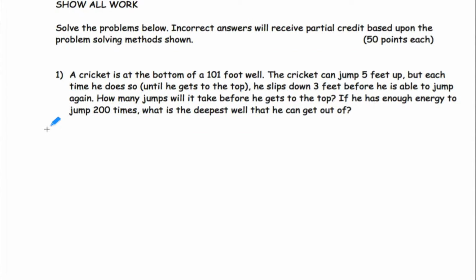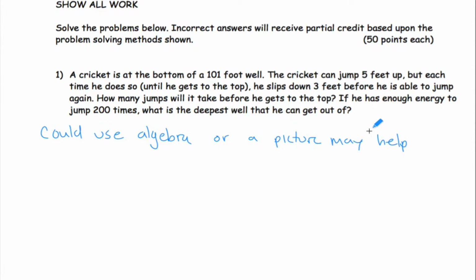Lots of different strategies. You could use algebra. Maybe let x represent the number of times he has jumped, and then the height as a function of x. Maybe you could figure that out, the highest point that he's ever reached. Or a picture may help. So to kind of realize these at 5 and then back, maybe a number line type thing. Maybe I'll even write that number line.